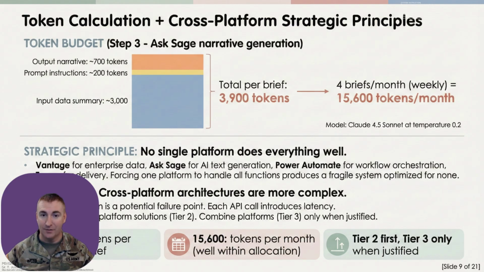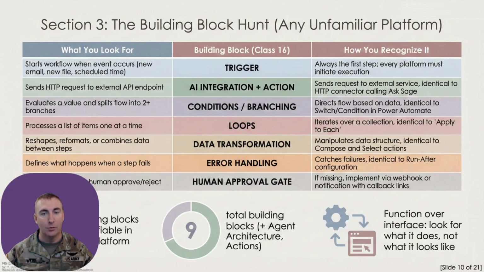But here is the trade-off. Cross-platform means more failure points, more latency, more credentials to manage. Start with single platform at Tier 2. Combine platforms at Tier 3 only when a single platform genuinely cannot solve the problem. That is the architecture. Can you recognize it in a platform you have never seen? Here is the proof that you learned concepts, not button clicks. Your next assignment uses a platform you have never seen. Different interface, different terminology. Can you identify what it does?